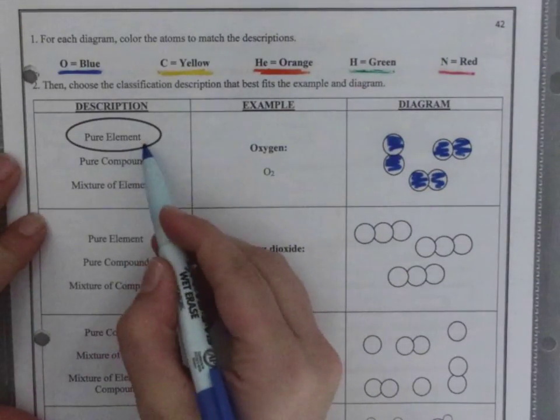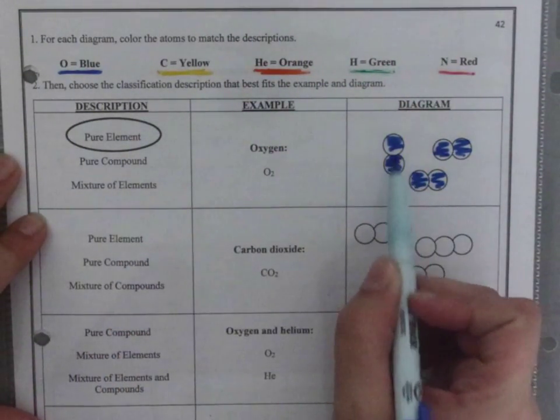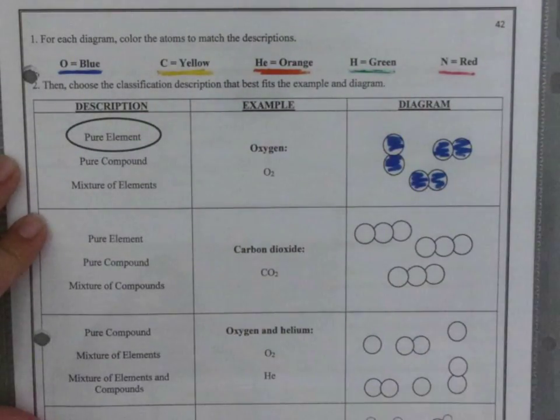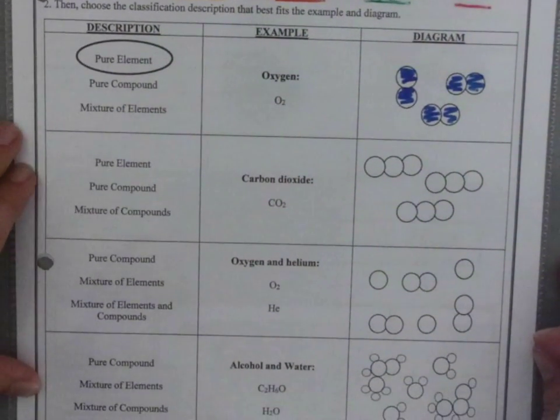Our choices are pure element, pure compound, or mixture of elements. This is a pure element. There's nothing else there, which is why we circled pure element. We're going to do the same thing for each of the following examples.